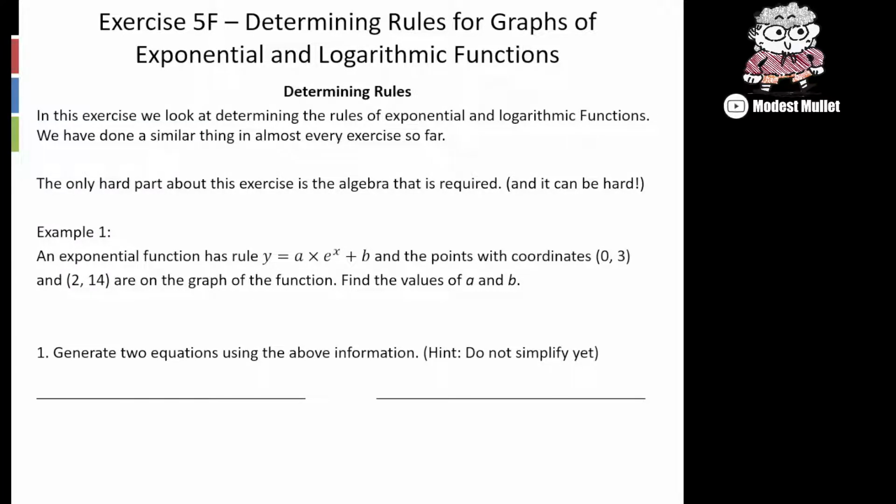Hello all and welcome to this video where we look at determining the rules for exponential and log functions. So this is just like every other exercise we've done where we've been determining a rule where we have a certain form of the equation, we're given a couple of coordinates, and then we effectively need to use, normally, simultaneous equations to solve and find what the base or original equation was.